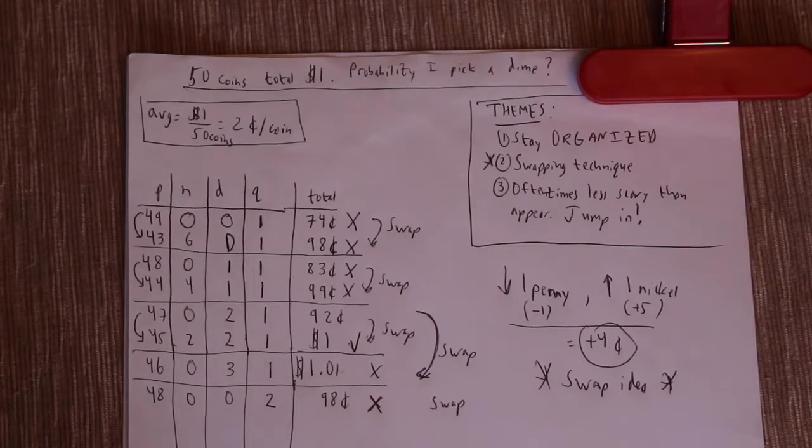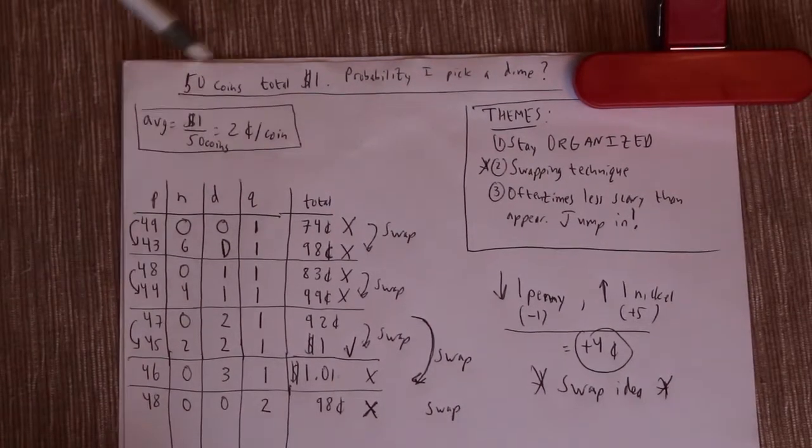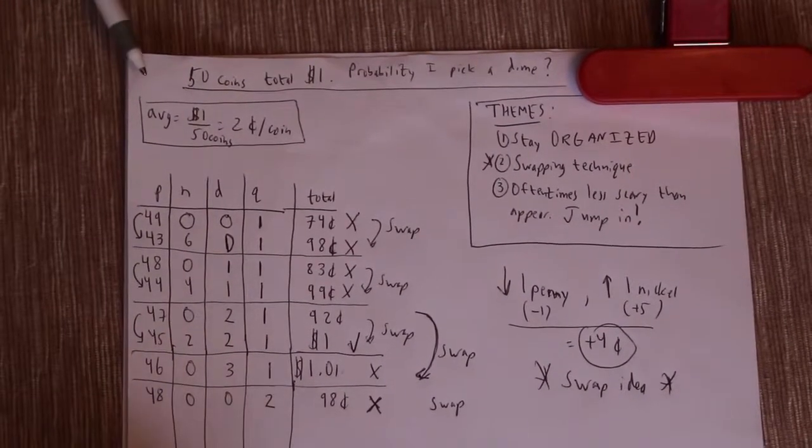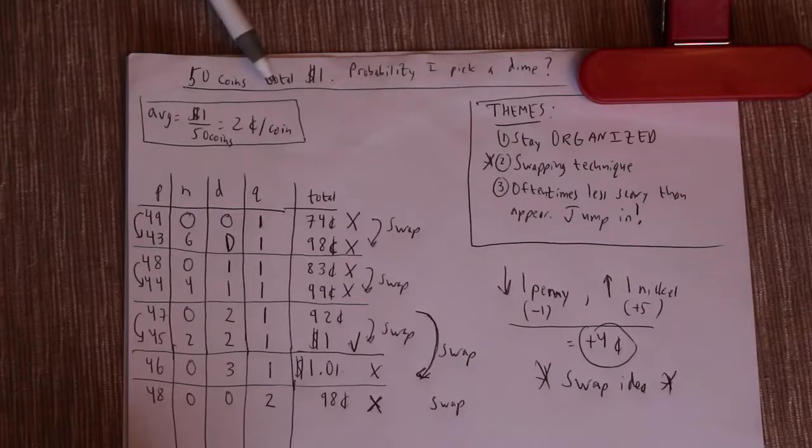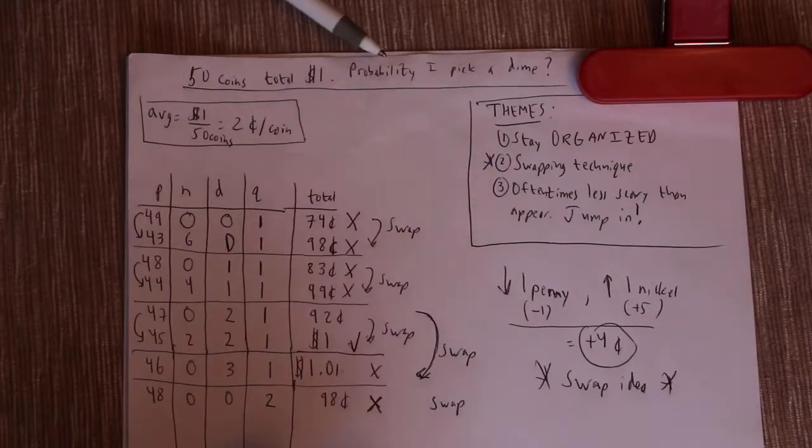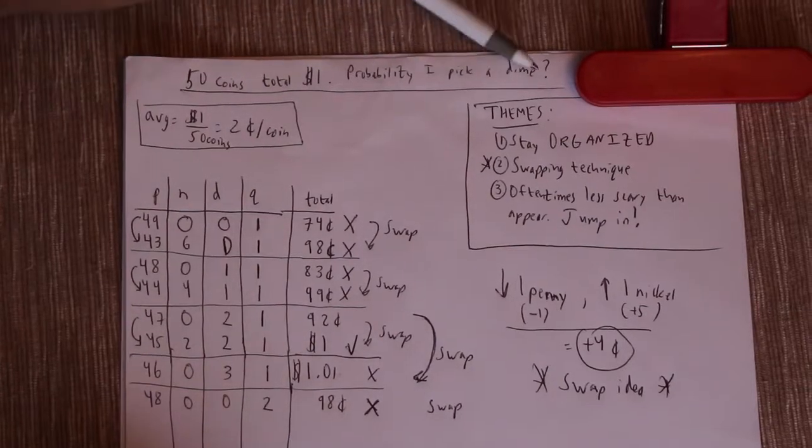So this question is, there are 50 coins that total $1. What is the probability that I pick a dime? I had to make this fairly brief for the description, so let me just make sure we know what the question is. What do I mean by if I pick a dime?